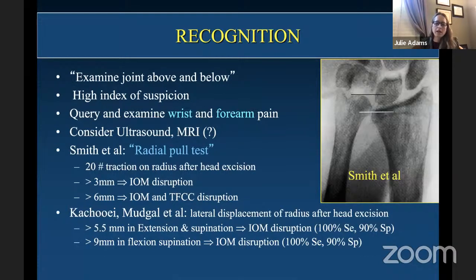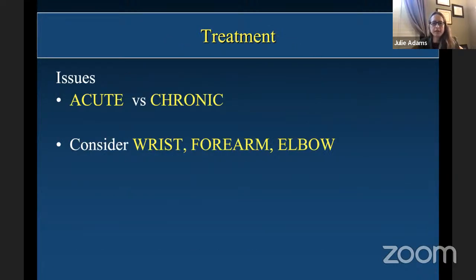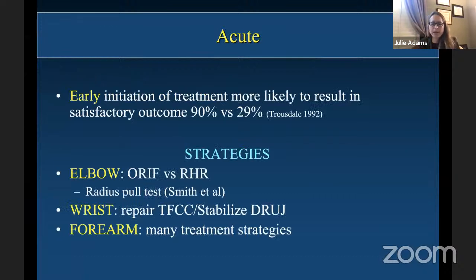Dr. Mudgal and colleagues described lateral displacement as a highly sensitive test, in both extension and supination and in flexion and supination. So I think the issues when you treat these injuries are, is it acute or chronic? And you need to consider the wrist, the forearm, and the elbow. We do know from the Mayo data that early initiation of treatment is more likely to result in a satisfactory outcome. We think that when it's in a chronic setting, perhaps the ability to have restoration of more normal anatomy is altered. And the strategies really are, at the elbow, ORIF versus radial head replacement; at the wrist, repairing the TFCC and stabilizing the DRUJ; and at the forearm, there's still ongoing discussion about what the optimal treatment, if any, is for that.